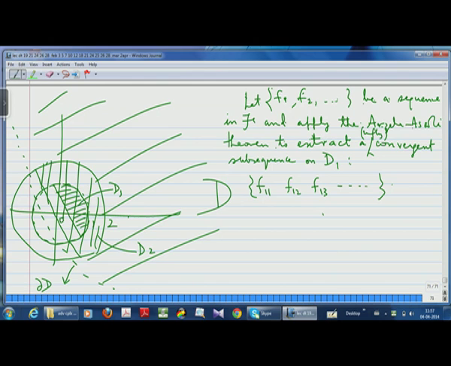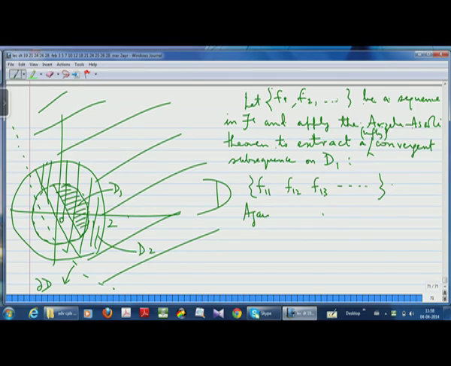Now what will you do? Now you take this subsequence f11, f12, f13 and again apply the Arzela-Ascoli theorem to get another subsequence which will converge uniformly on D2, and call that f21, f22, f23, okay, and proceed in this manner. And then you take the diagonal sequence, which will be a subsequence of the original sequence which will converge uniformly on all Dn's, and since any compact subset of D is contained in some Dn, therefore it will also converge uniformly on all compact subsets of D, and I am done, okay. So that is the trick.